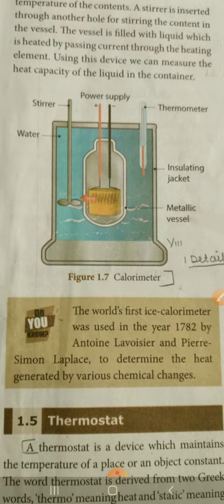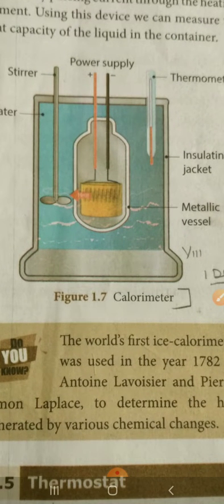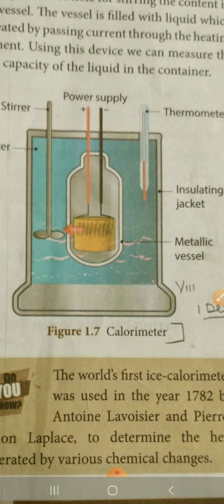So see, the diagram is there. This is the calorimeter, a device to measure the amount of heat gained or lost by a substance. The vessel is made of aluminium or copper. This is the metallic vessel, the yellow color. This is the thermometer. Then inside, this is the insulating jacket.